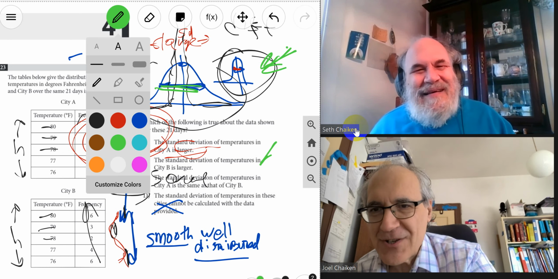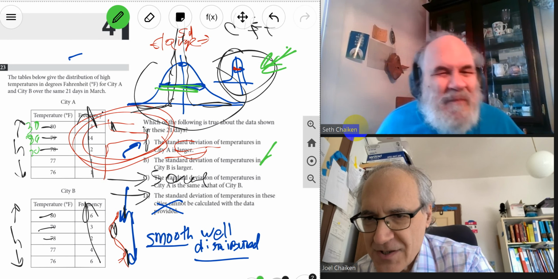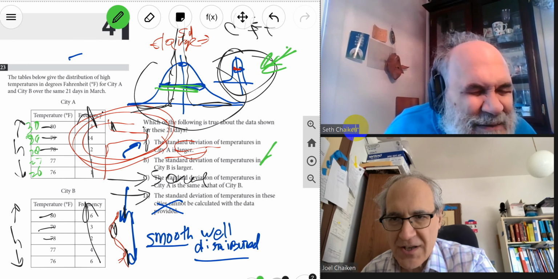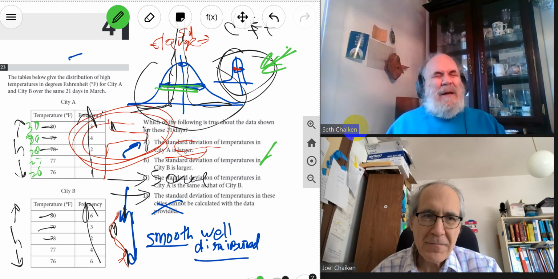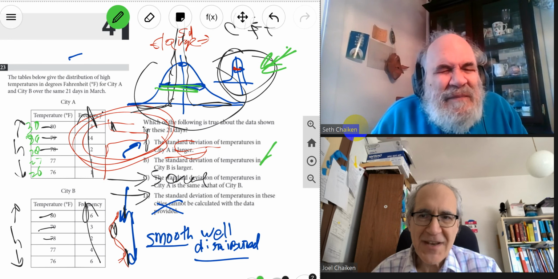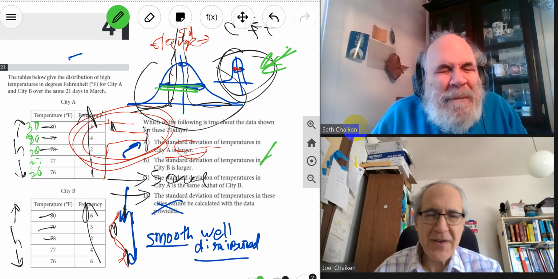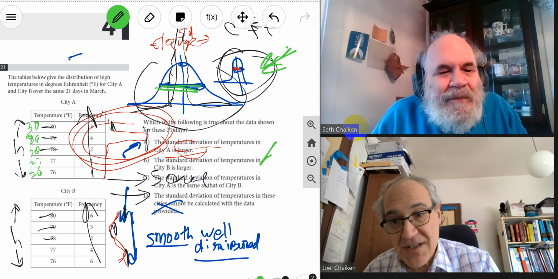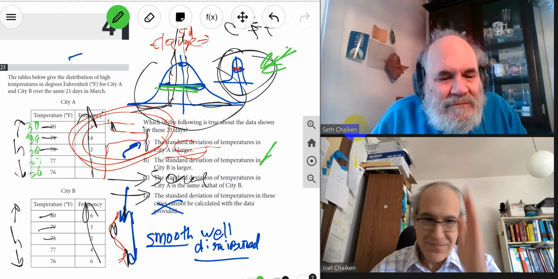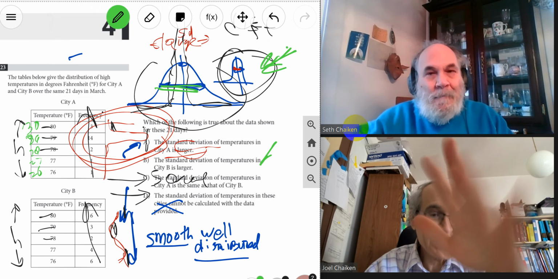By the way, Seth, when you said the same scale, this could have been a 30, this could have been a 29, 28, 27, 26, and it still would have been the same. As long as they're separated by 1, it's the same answer. Because they're interested in the standard deviation, not the actual numbers. It wouldn't change anything. City A would be a cold city, and City B would be a warm city. But City A is a cold city where the day tended to be the same temperature on a lot of days.